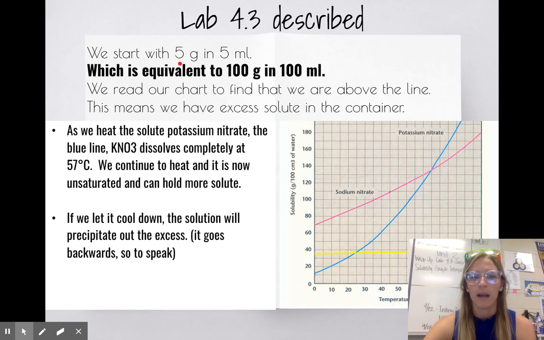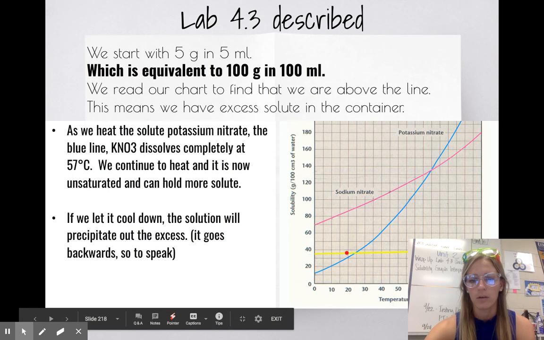In lab, we used 5 grams of each solute, so 5 of potassium nitrate and 5 of sodium chloride. Sodium chloride's our yellow line, potassium nitrate is our blue. So if we convert that to 100 milliliters, we'd have 100 grams of each solute in 100 milliliters. If we find that on here, that would be 100 grams. And if we follow that across to room temperature, we have 100 grams of each of our colors, each of our blue and yellow down here.